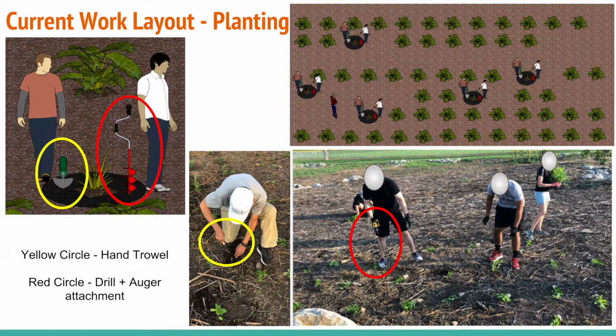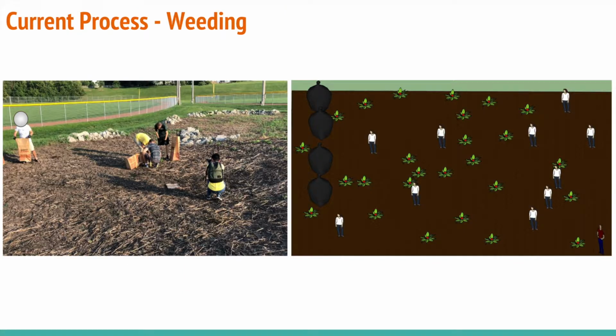For the current planting process, volunteers were separated into planters and diggers. Diggers would first drill a hole into the ground with a drill and auger attachment, and then the planter would use a hand trowel to finish the job and cover the plant with soil on the outside. However, there were only a few drills provided, so some volunteers used a hand trowel to accomplish both tasks. Occasionally, a supervisor would come by to monitor progress.